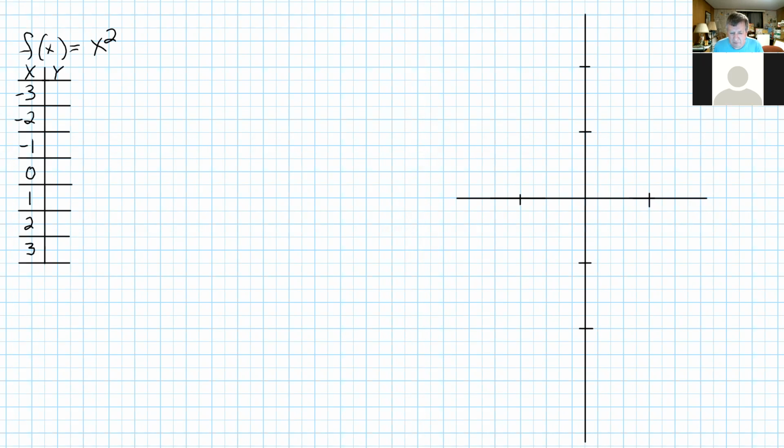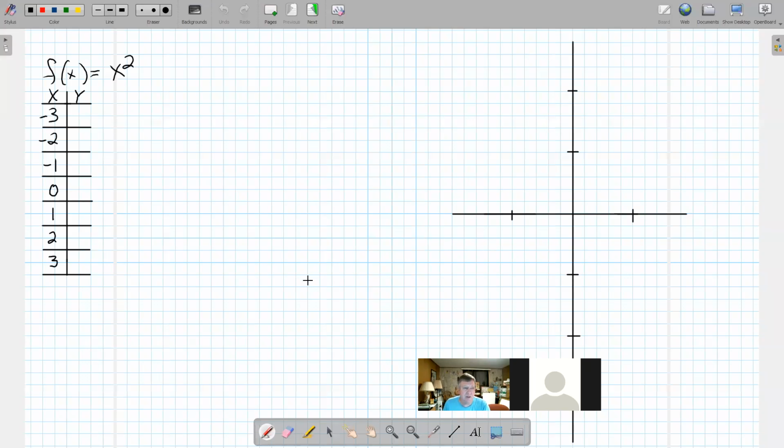All right, so I'm going to stop sharing. And now can you see the screen? It says f of x equals x squared over on the left-hand side. Yes. Thank you. All right.